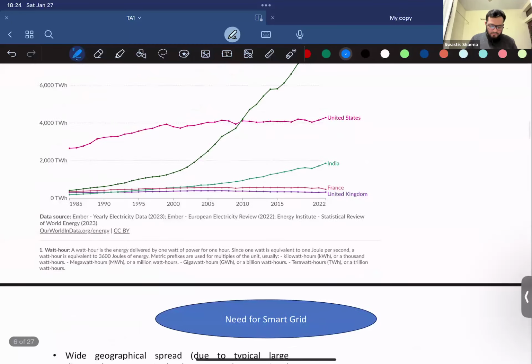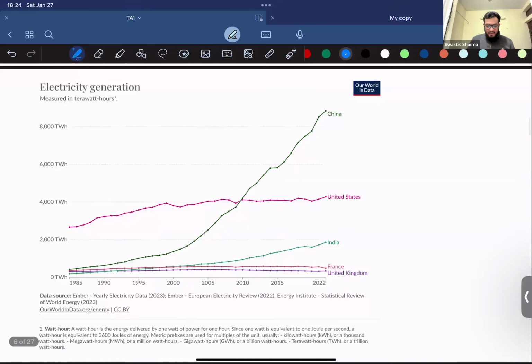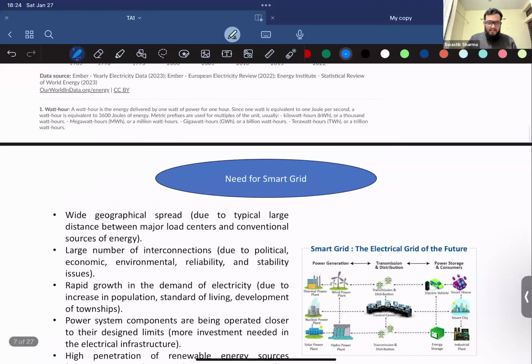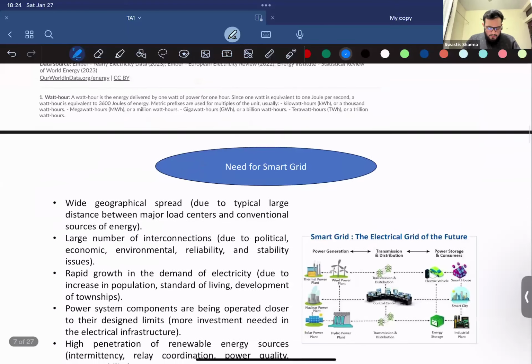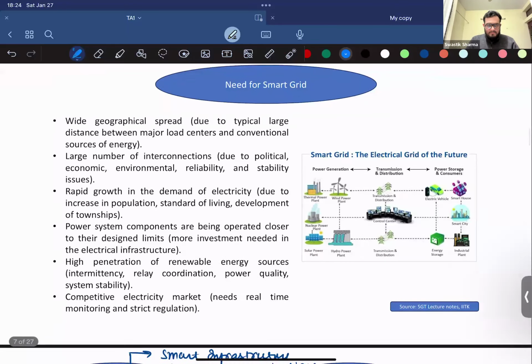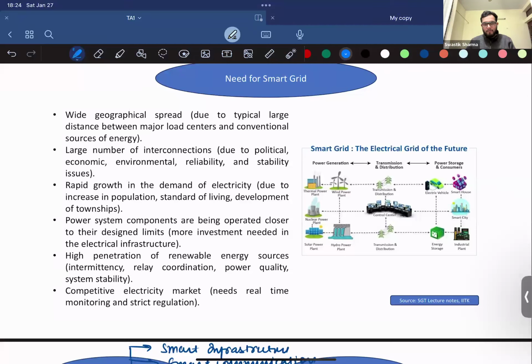So this was the whole idea of electricity generation and how the Indian grid behaves. Now, as you can see, we are increasing at a very high rate. Let's say Indian capacity, it's still increasing. So this increase necessitates that we start exploring smarter grid options. Hence we need a smart grid that is able to power the electric grid of the future.